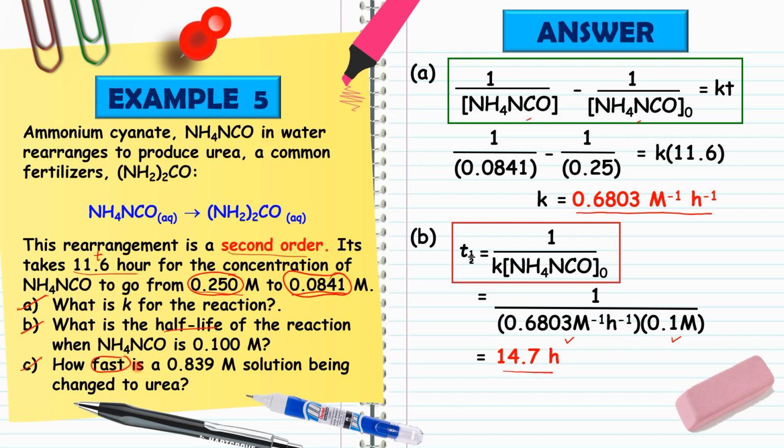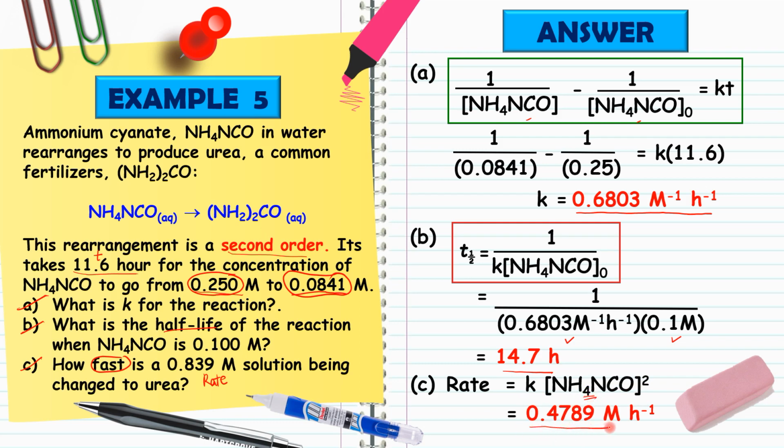For C, how fast refers to the rate. How fast is 0.839 molar solution being changed to urea? So you have to use the rate law: rate is equal to K, concentration of NH4NCO to the power of 2. Substitute the value of K and also the concentration. Then you will get the final answer, 0.4789 molar per hour. So for these, you have to substitute the values.